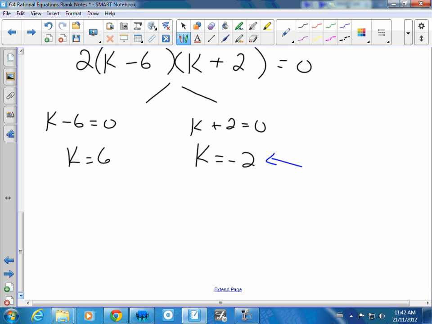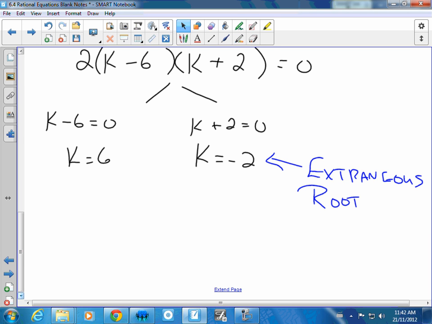This is an extraneous root. Now, we needed it so we could solve the question. Right? Because it was a trinomial, we needed it to be one of our numbers for our binomials. But it's not one of the answers.